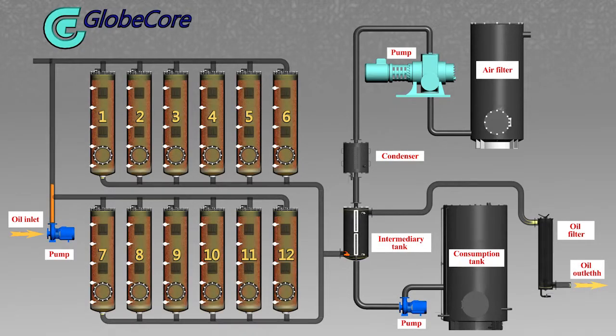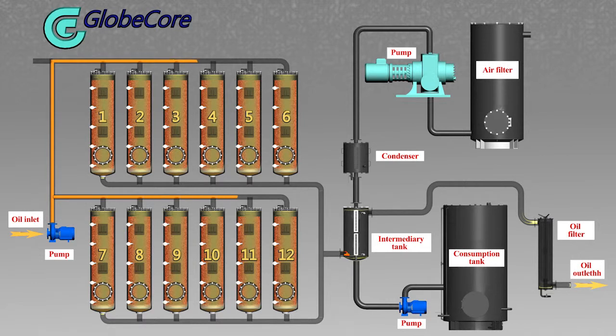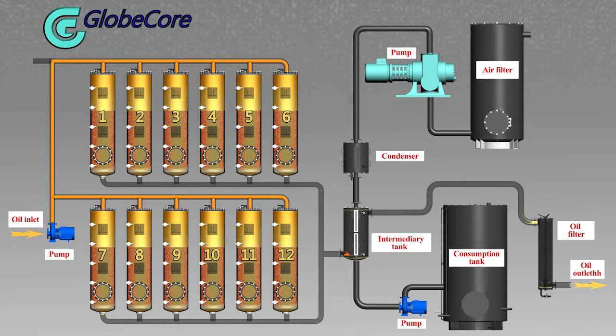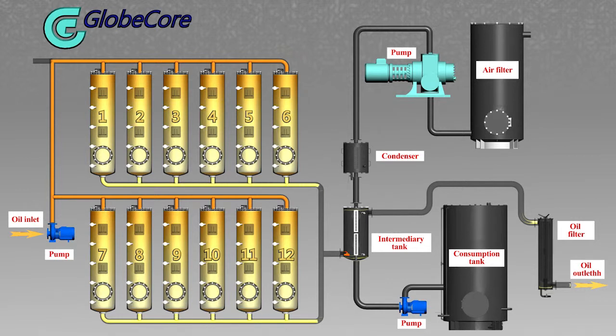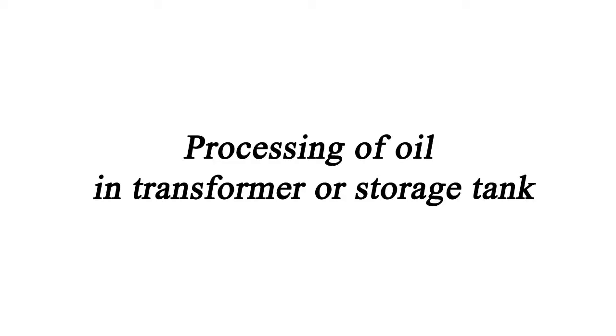When regeneration is started, the input pump directs oil to the sorbent columns. Molecular oil filtration takes place in the columns. At this time, the oil color is improved. After regeneration, the oil flows to the intermediary tank and then to final polishing.